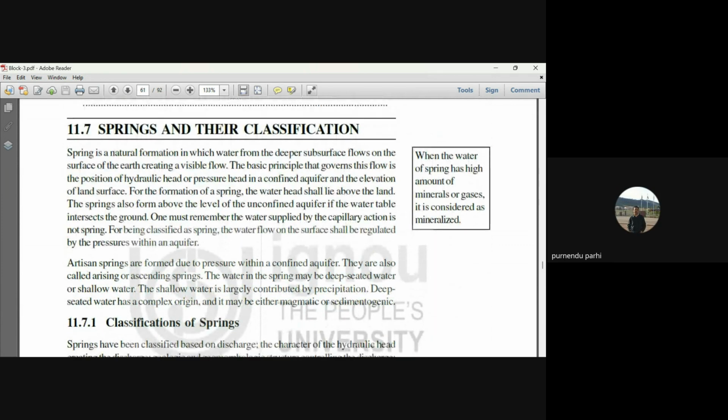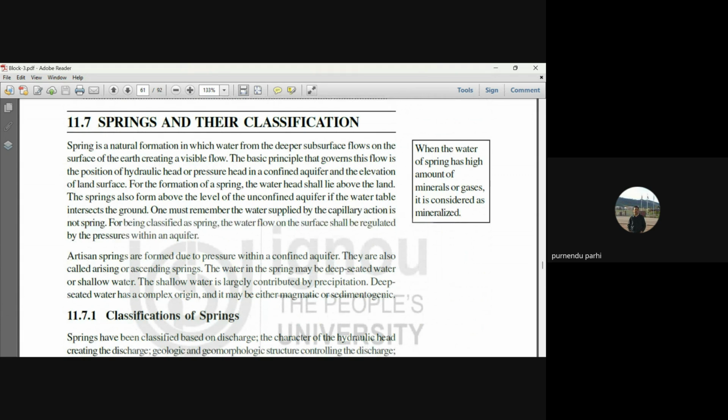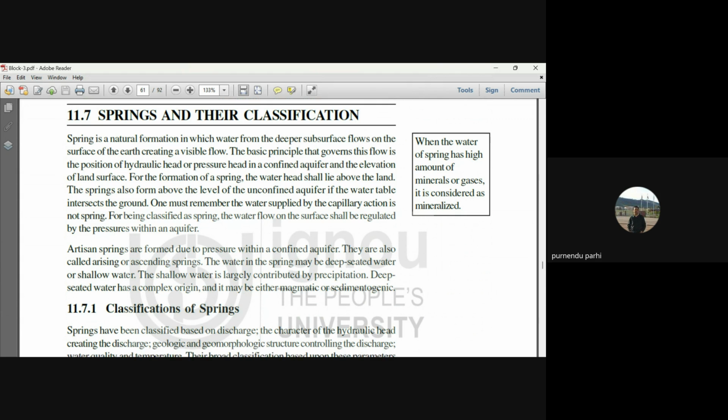Then springs and their classification. A spring is a natural formation in which water from the deep subsurface flows on the surface of the earth, creating a visible flow. The basic principle that governs this flow is the position of hydraulic head or pressure head in a confined aquifer. A spring also forms above the level of an unconfined aquifer where the water table intersects the ground. For being classified as a spring, the water flow on the surface should be regulated by the pressure within an aquifer. Classification of springs.